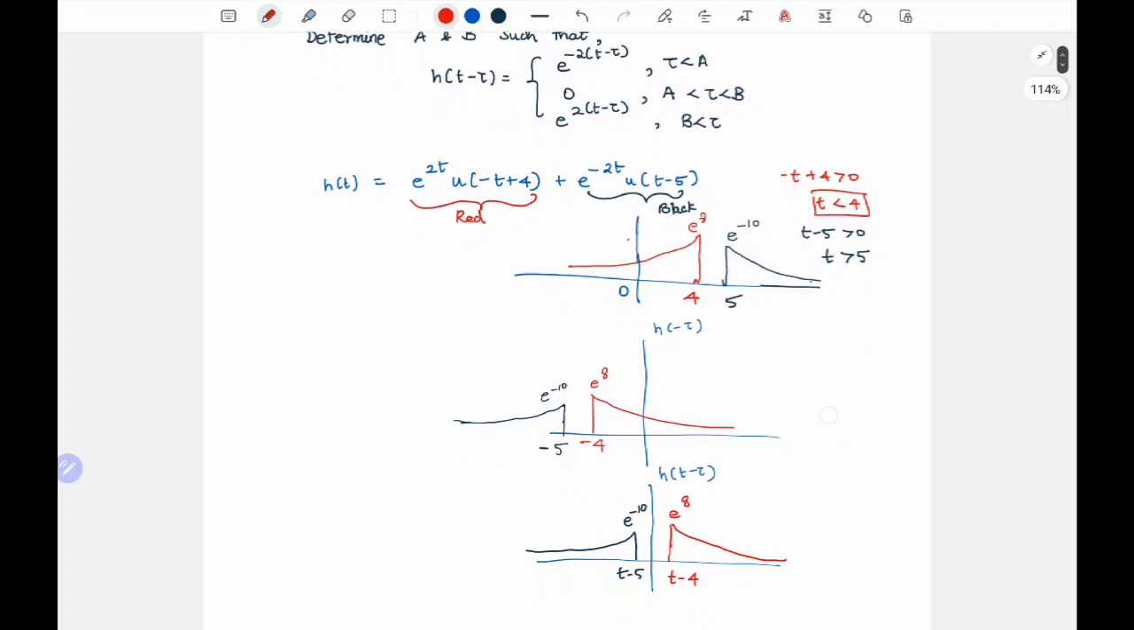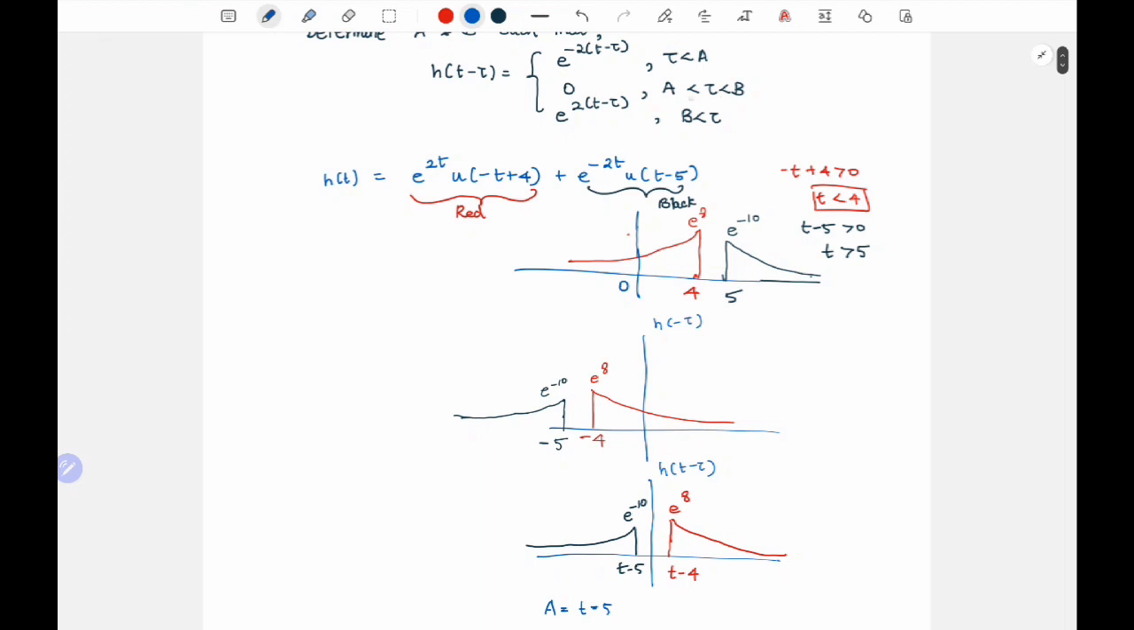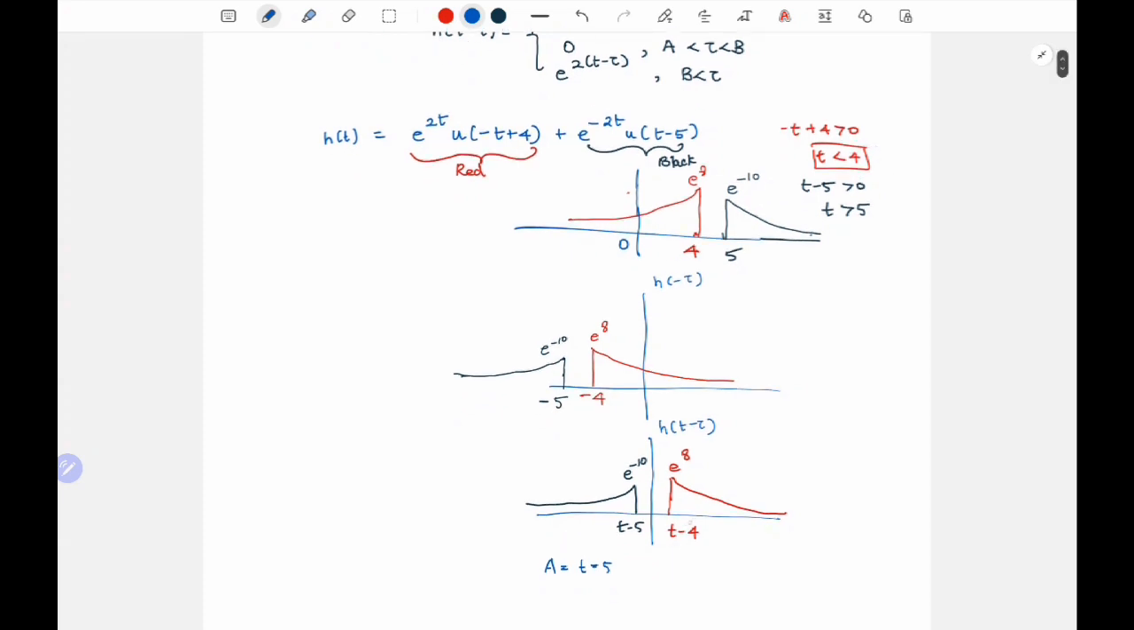So now from the graph only you can easily interpret. So tau less than a, it is e power minus 2 into t minus tau, right? So what will be a here? You can see a will be t minus 5. And between t minus 5 and t minus 4, it is actually 0, right? As the second condition states. And for tau greater than b, it is e power 2 into t minus tau, right? So b will be t minus 4. So this one we saw graphically.